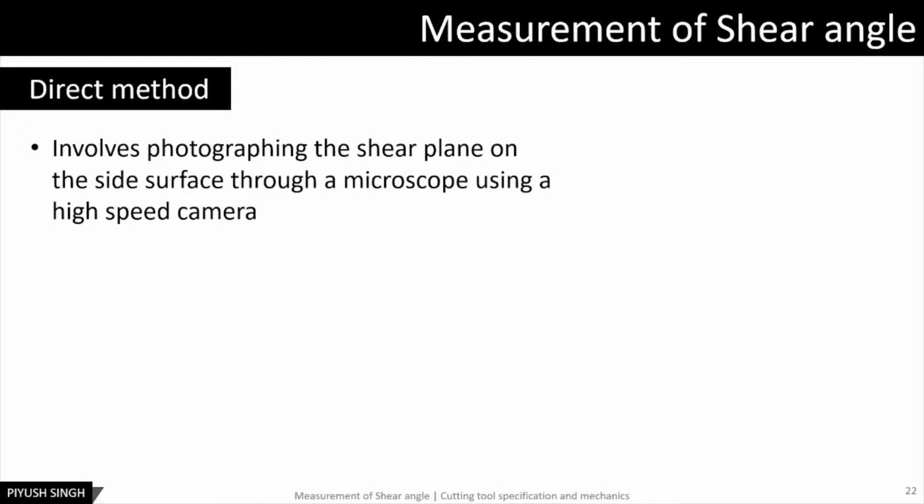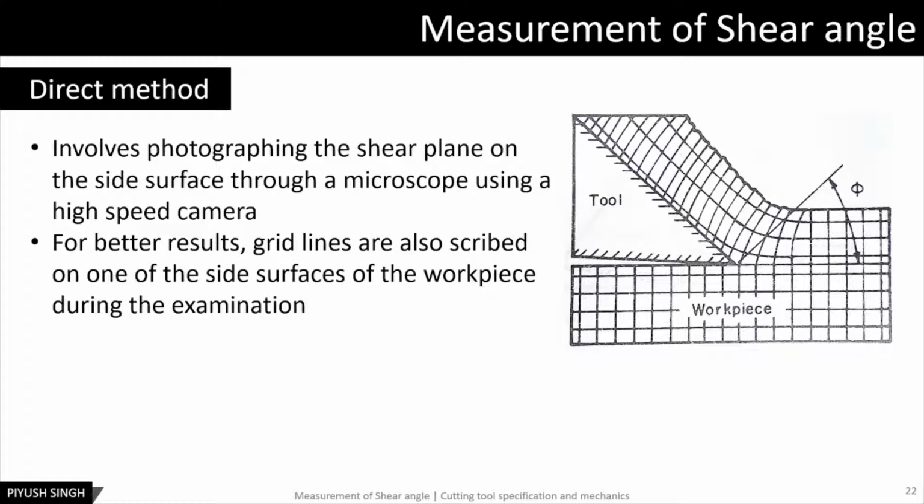For better results, some grid lines are marked on the workpiece surface. Say we mark these squares on the uncut material. As the tool advances, there is deformation in the material, and these squares change shape to rectangles. So this can be easily analyzed, how the deformation is taking place.